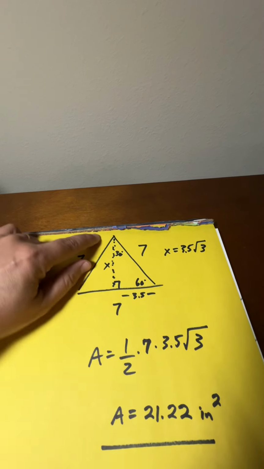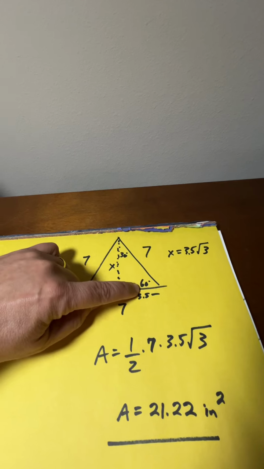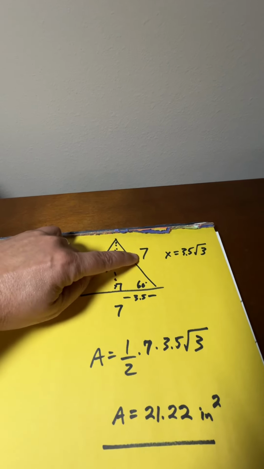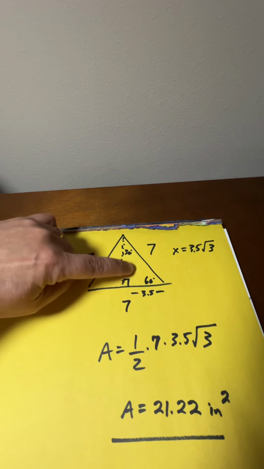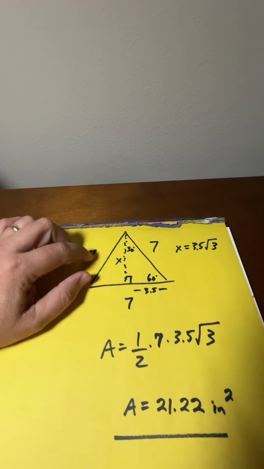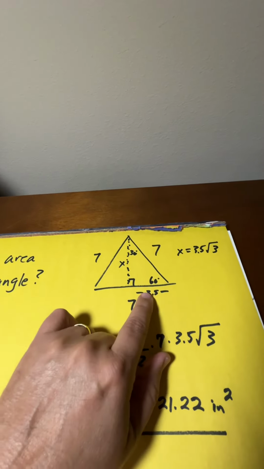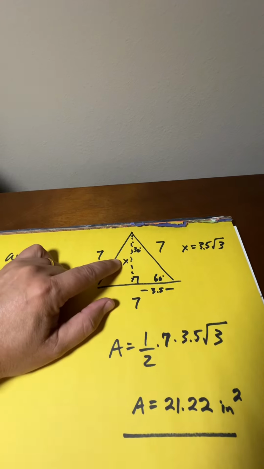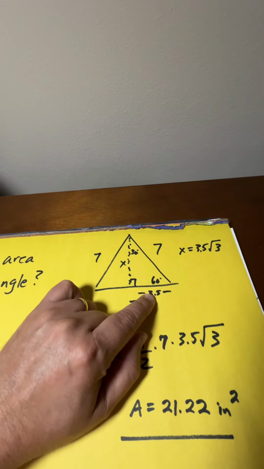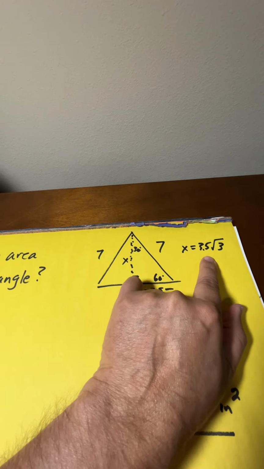That's still 7, and from this coming down, the side opposite the 30 degrees is the short side. Of course, this is the hypotenuse, and this is the long side of this triangle here. So, according to special right triangles, a 30, 60, 90 triangle, if this is the short side, then the long side is that short side times the square root of 3. So this x is this.